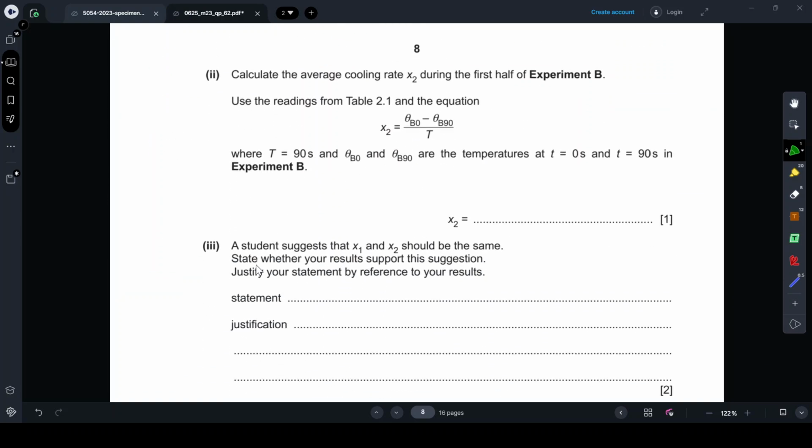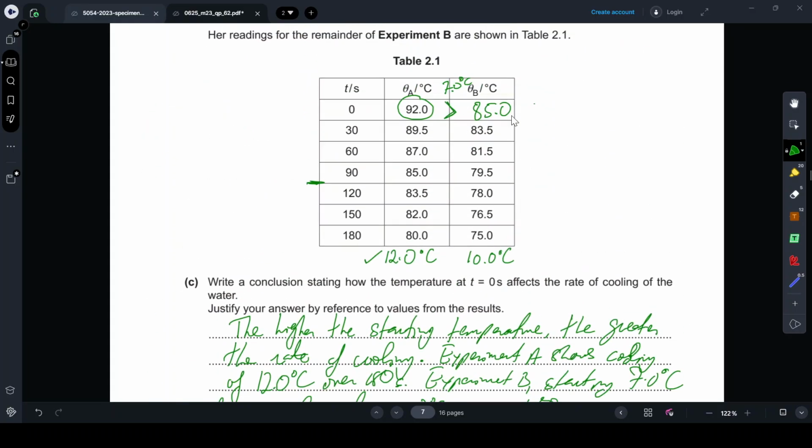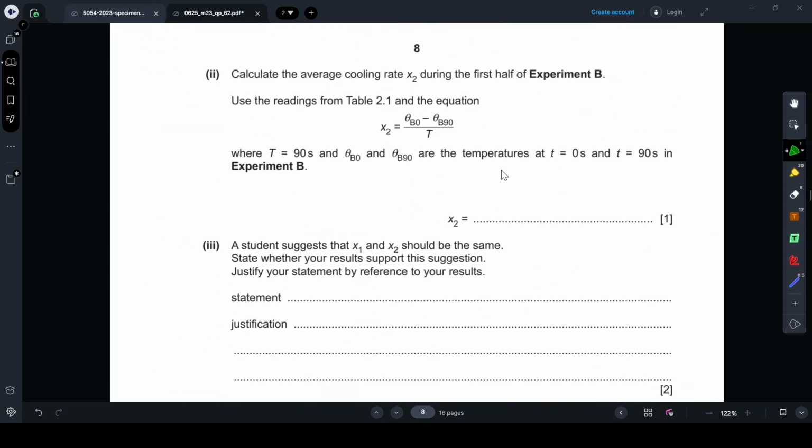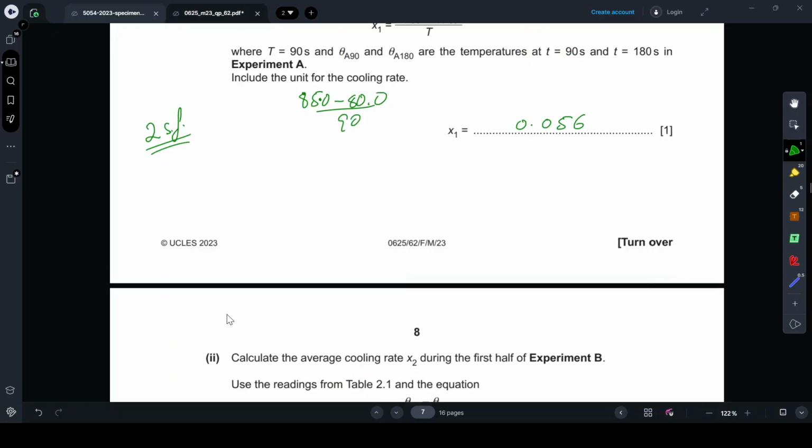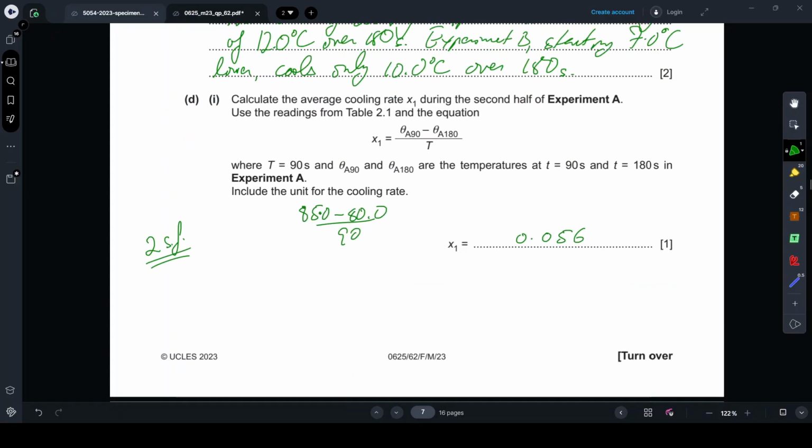Okay, calculate the average cooling rate during the first half of experiment B. Again the time is 90 and you're going to do 0 minus 90. So at 0 it's 85 and at 90 it's 79.5. So do that again. 85 minus 79.5 over 90. What are we getting? It's basically 5.5 divided by 90.